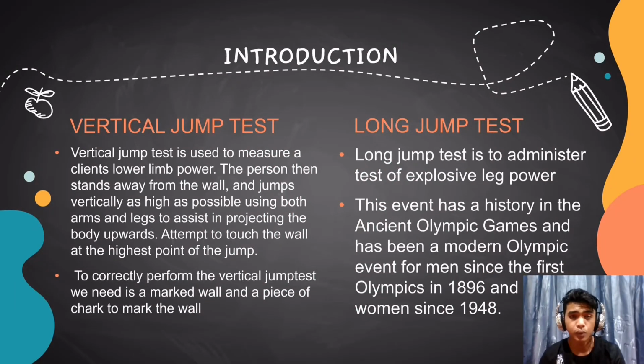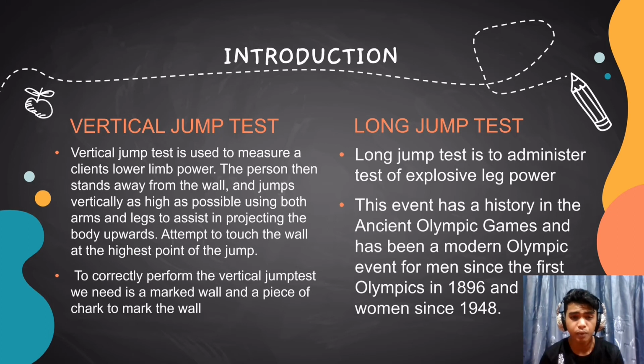In this slide, we go to the introduction of the vertical jump test. The vertical jump test is used to measure a client's lower limb power. The person stands away from the wall and jumps vertically as high as possible, using both arms and legs to assist in projecting the body upwards, and attempts to touch the wall at the highest point of the jump.